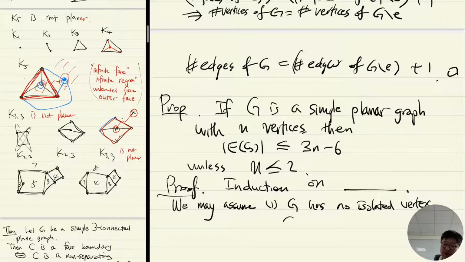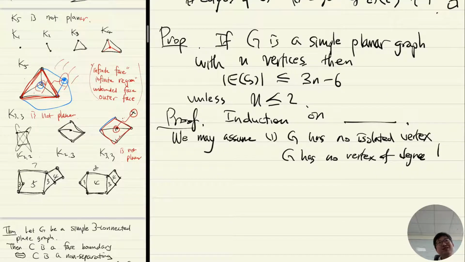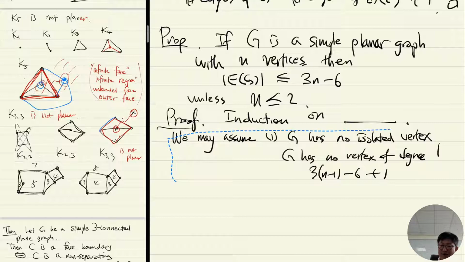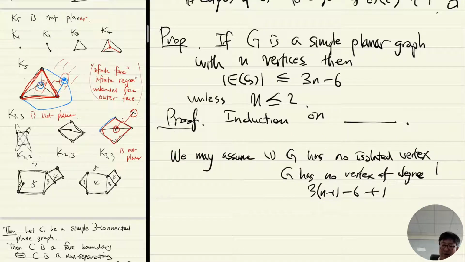But actually, you can say more. G has no vertex of degree 1, right? If I have a vertex of degree 1, I can again win by induction because I delete this vertex of degree 1, go down by 1, and then apply induction. So you have inequality 3n minus 6 minus 1, right? So 3n minus 1 minus 6 plus 1. Why not? But actually, I should have said that this is true for small graphs, right?